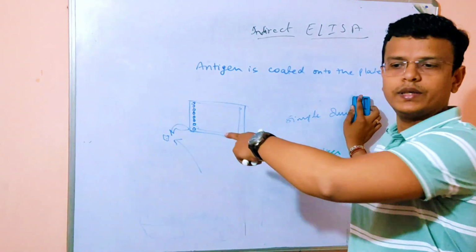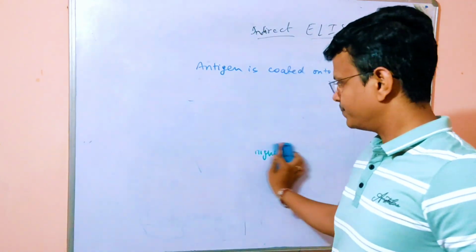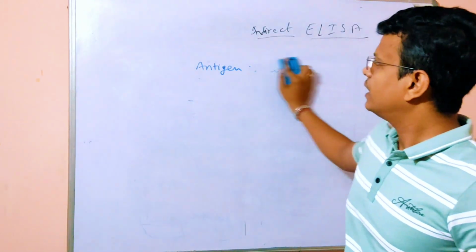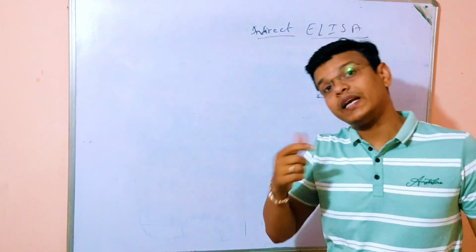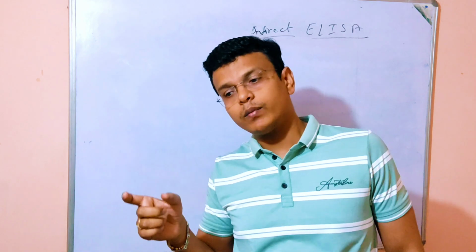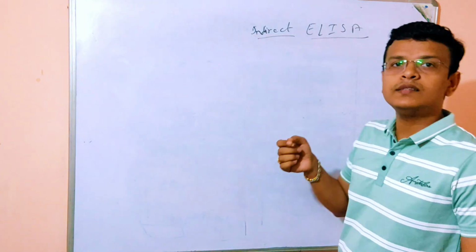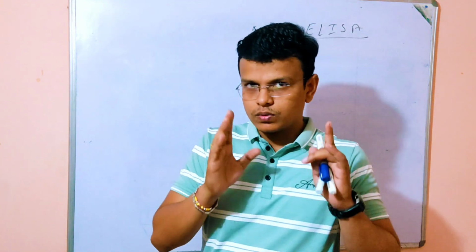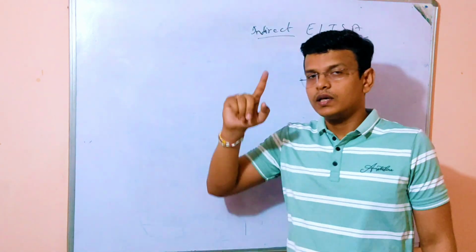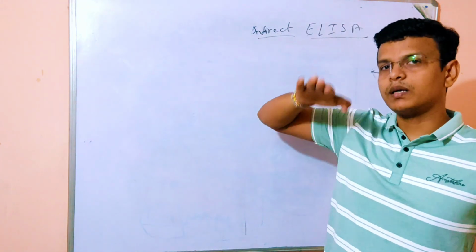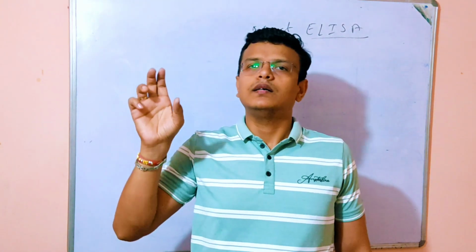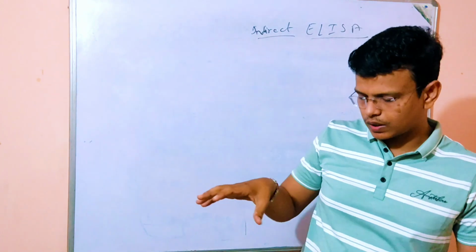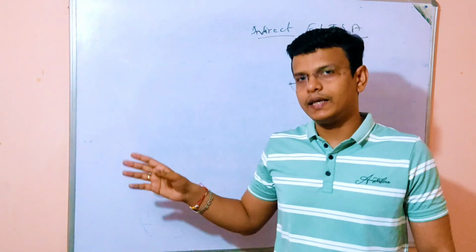Here antigen was coated. In this method, antigen is coated onto the plate, followed by primary antibody, then secondary enzyme-linked antibody. Okay. Now, what is the difference? Just remember, initially there was a plate coated with antigens, and just to put down the samples, antibodies directly will bind to these plates or antigens.